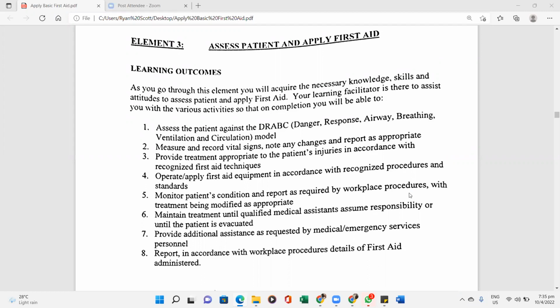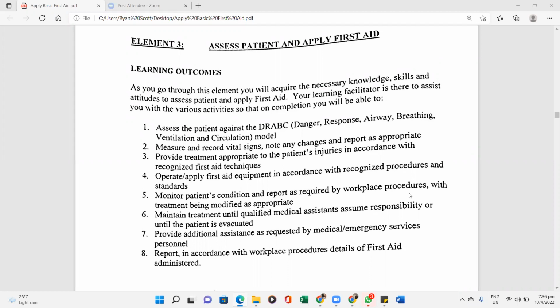Provide treatment for the injury, operate and apply first aid equipment, monitor the patient's condition after you use the equipment, maintain the treatment, okay? And provide additional assistance as requested by the emergency service. And you report what happened to the administrator.